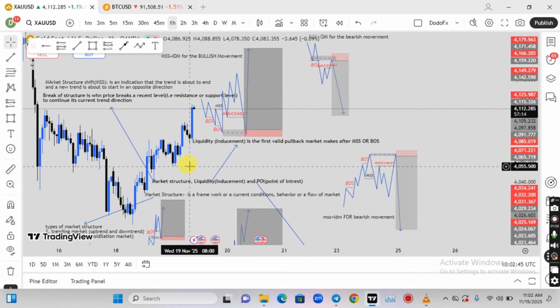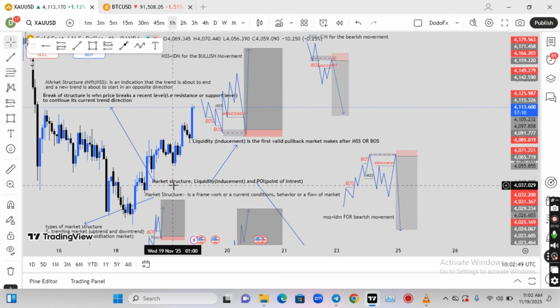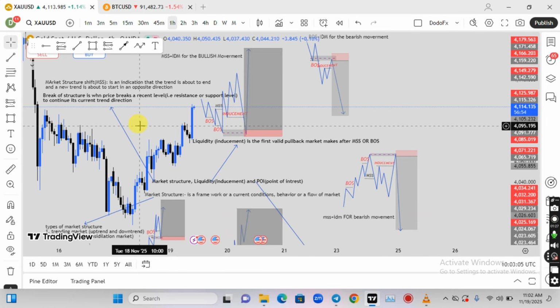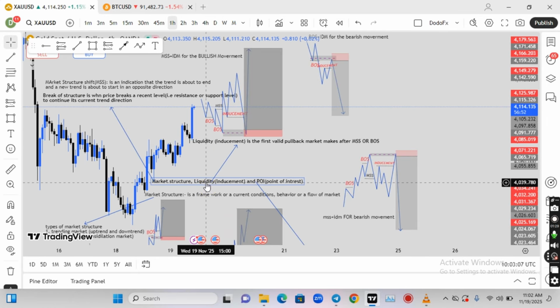We talked about the first two parts of my trading strategy, which is the market structure, where I said in the market structure we have the market structure shift, which indicates that the trend is about to end and a new trend is about to start. And we also have the break of structure, which is when price breaks a recent support or resistance level to continue its current trend. And we also look at this liquidity zone, which I also call my inducement, the first valid pullback market makes after market structure shift or break of structure.